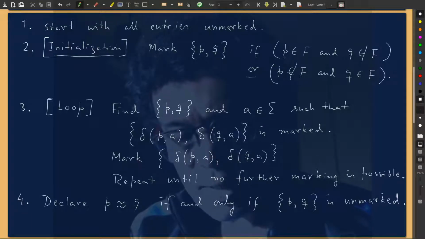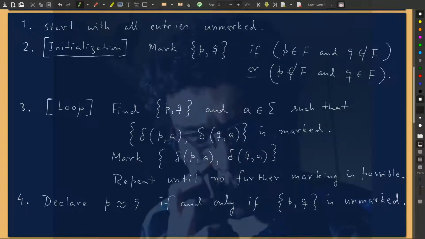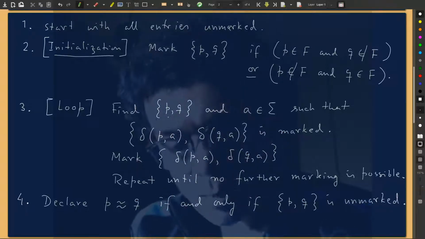We see that a state P is in the set of final states, and another state Q is not in the set of final states. Then definitely they cannot be equivalent, and we have a reason to mark P comma Q, this unordered pair. Or conversely, if P is not a final state and Q is a final state, they cannot be equivalent, so we mark them.